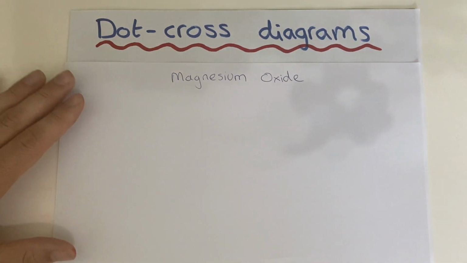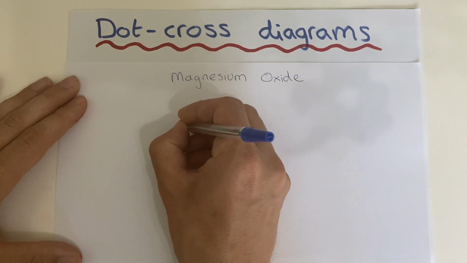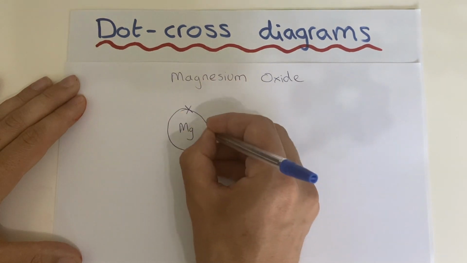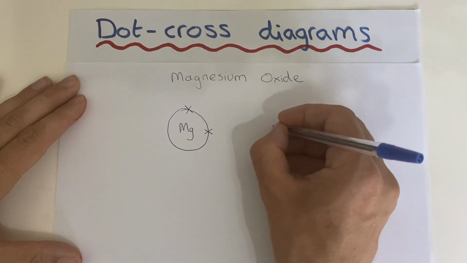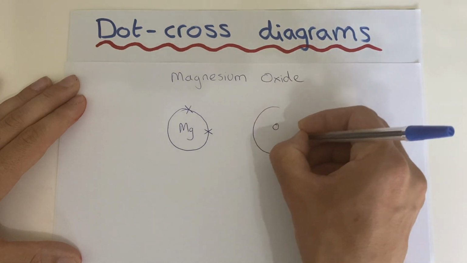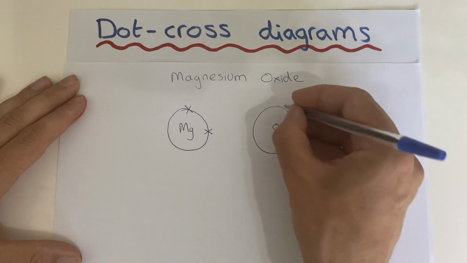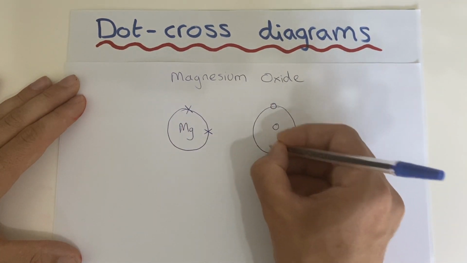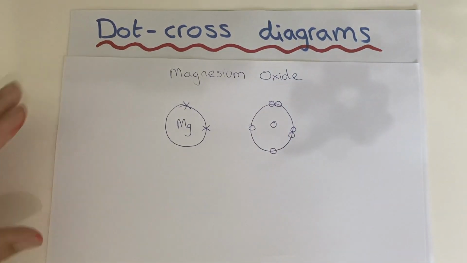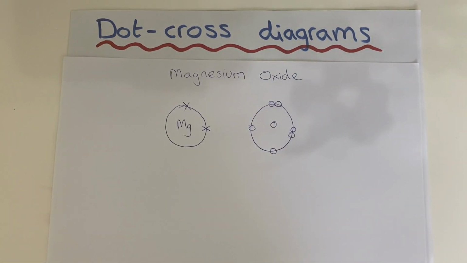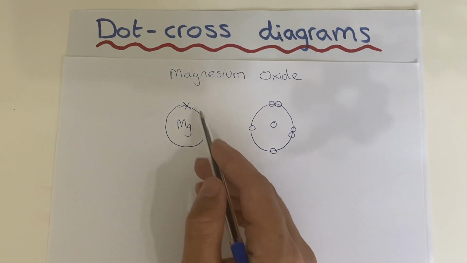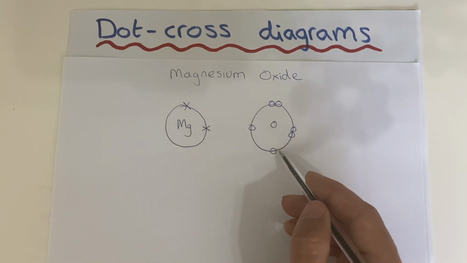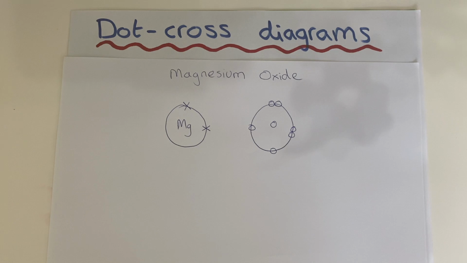Okay, magnesium is in group 2, which tells me that it has 2 valence electrons. Oxygen is in group 6, which tells me it has 6 valence electrons. Make sure you're drawing one of them with crosses and one of them with dots. Okay, you can probably see already what's going to happen here, but magnesium wants to lose 2 electrons so that it has a full outer shell, and oxygen needs to gain 1, 2. So it has a full outer shell of 8 electrons.